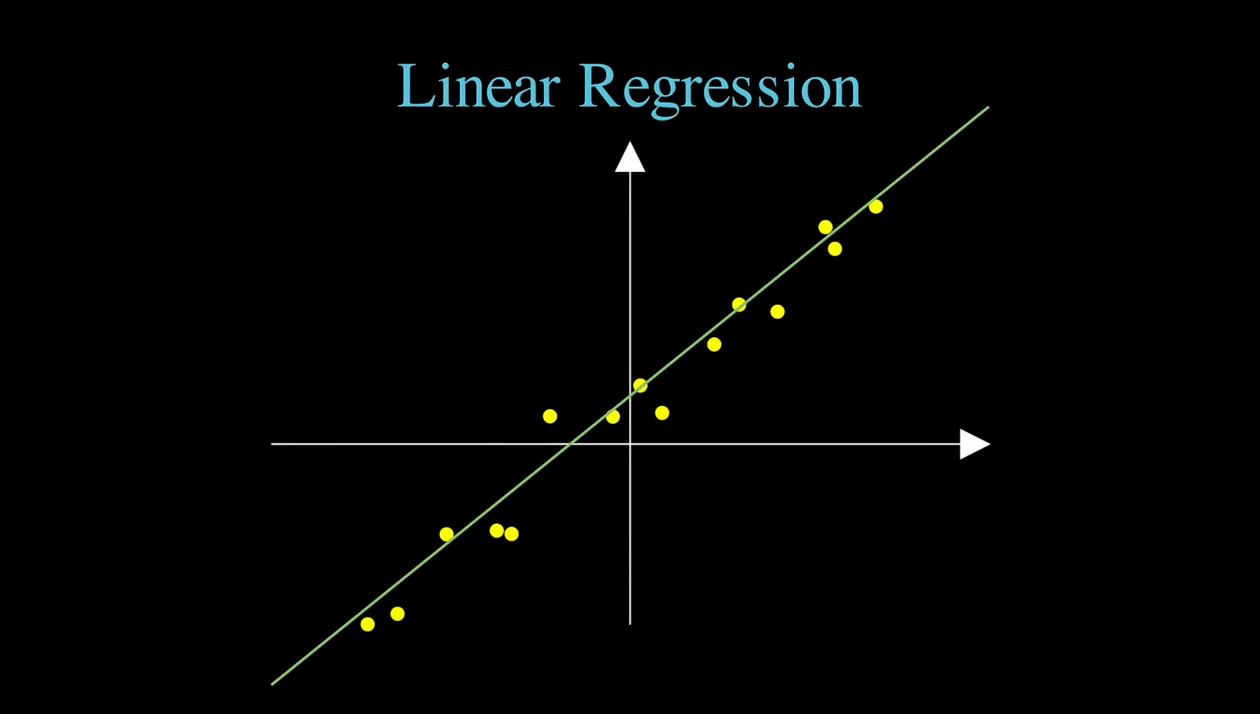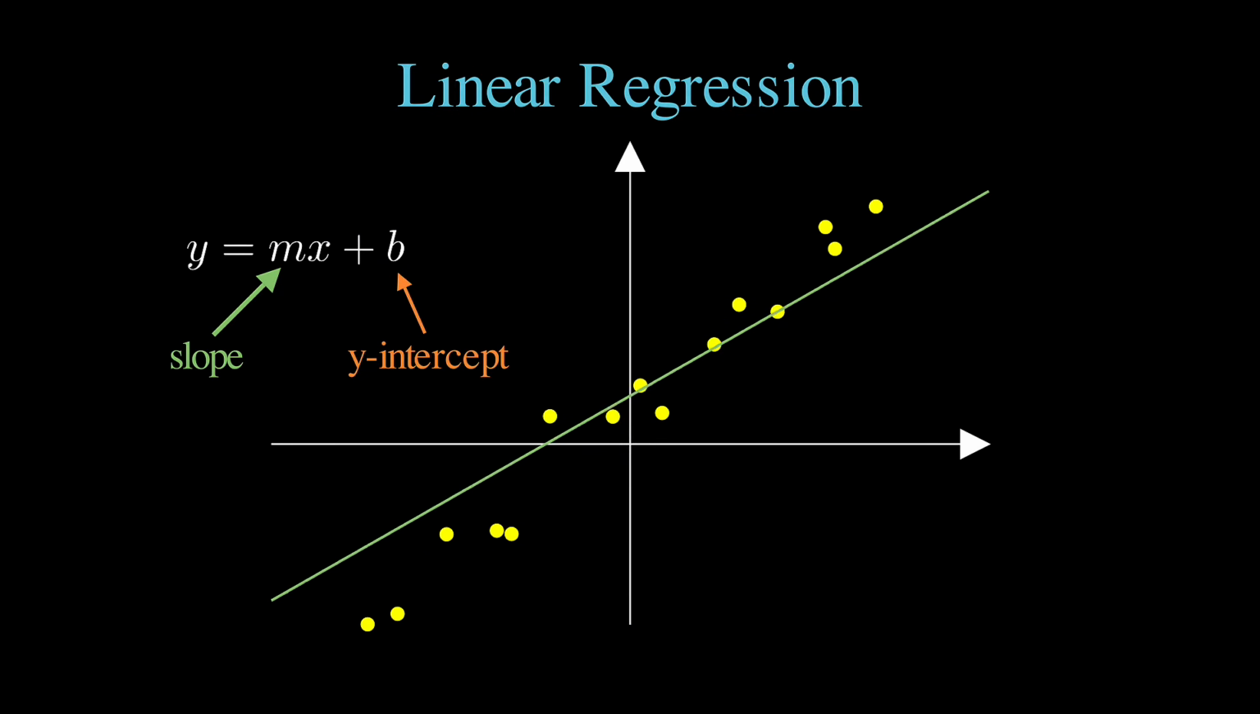When we say linear regression, we're talking about finding a straight line described by the equation y equals m times x plus b, where m is the slope and b is where the line crosses the y-axis, and our goal is to find the perfect values for m and b that make our line fit the data as closely as possible.